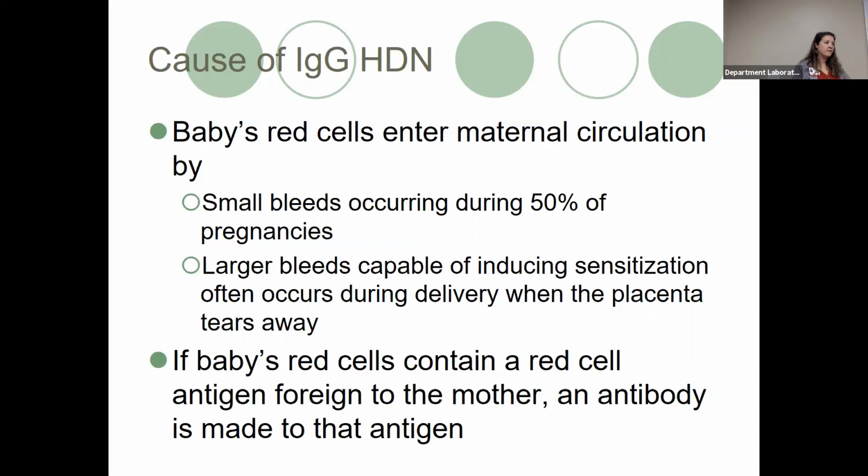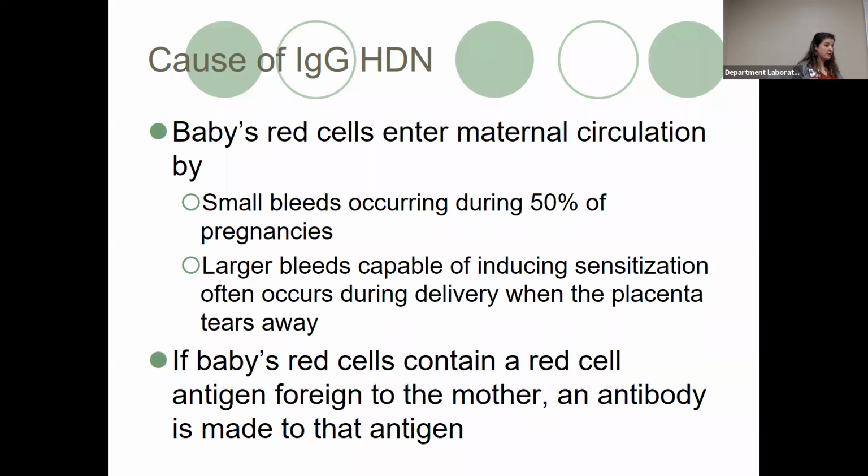Okay, so ABO can affect first pregnancies. IgG antibodies will not affect the current pregnancy. It affects the subsequent pregnancy. Right, does that make sense to everybody? All right, so that's why when we're dealing with females and she's pregnant, we always want to know how many pregnancies has she had.